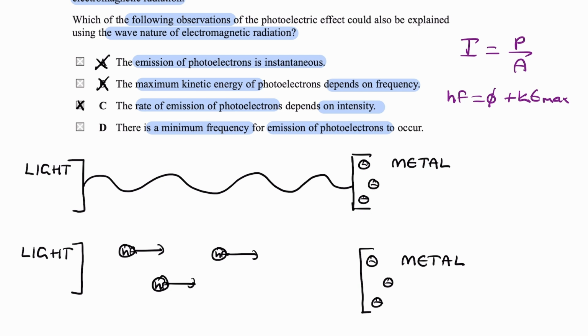In the wave model, intensity affects the time of emission, as we discussed before. So a high intensity wave will decrease the time it takes for electrons to leave, and a low intensity wave will increase the time it takes to leave. But for either high or low intensity, this electron will eventually build up enough energy to leave, and frequency does not affect that process. That's why it can't be D.